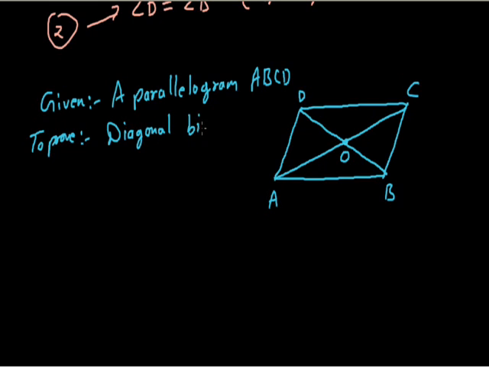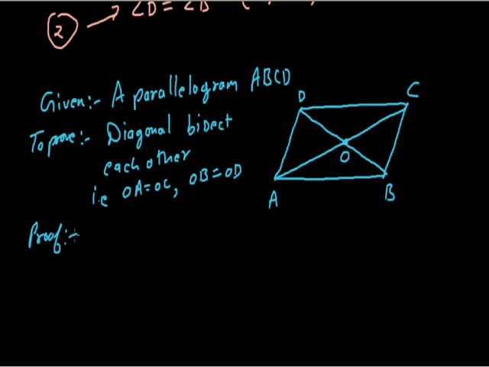That is, we have to prove that OA equals OC and OB equals OD. Now, in order to prove this, we have to consider triangle DOC and triangle BOA.